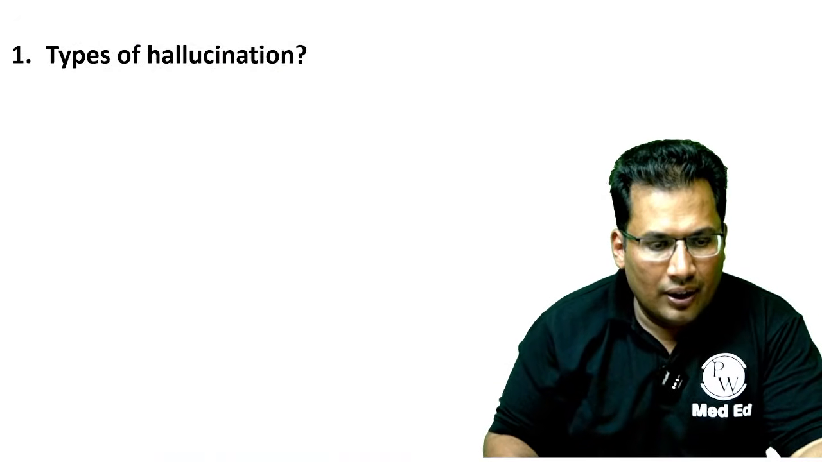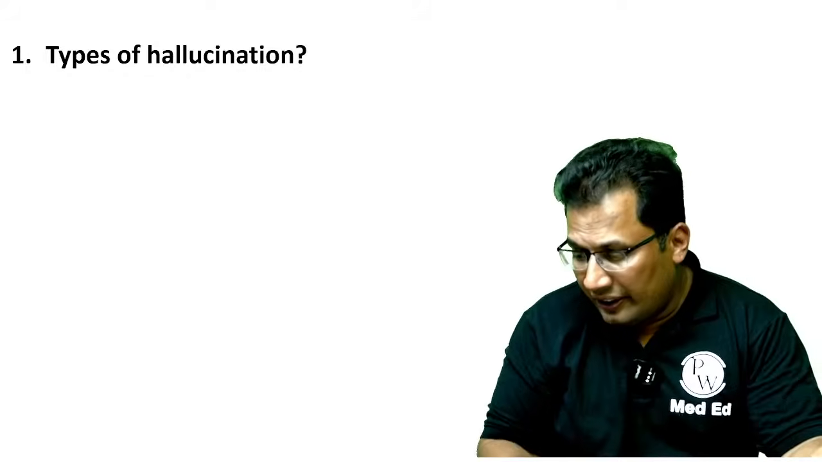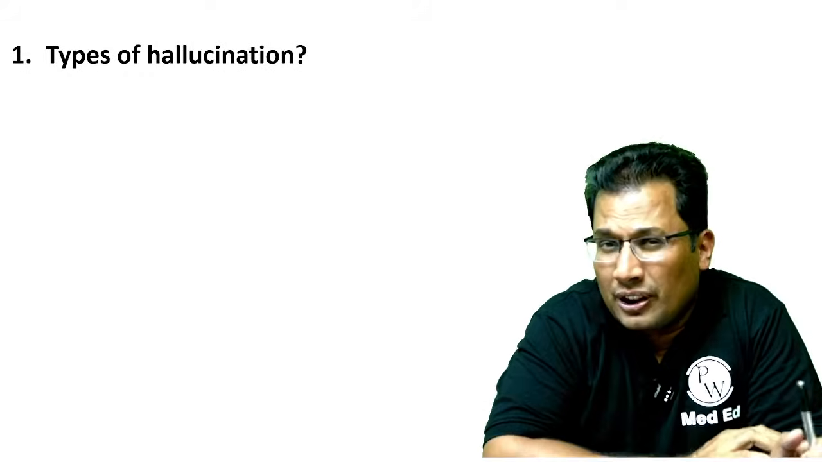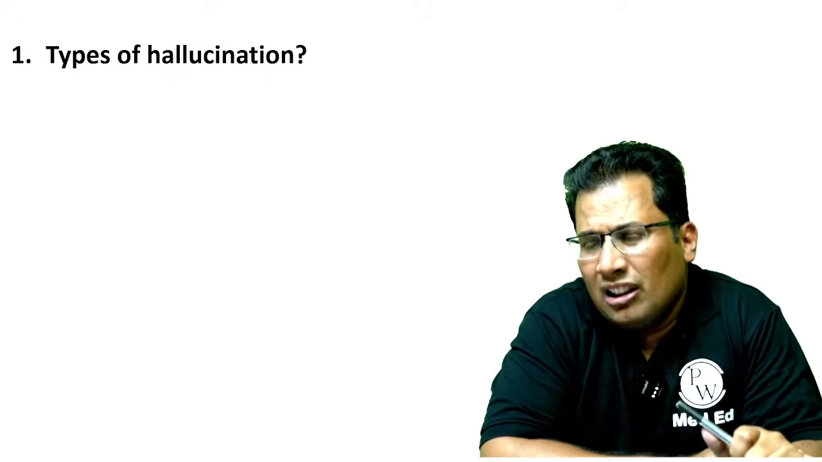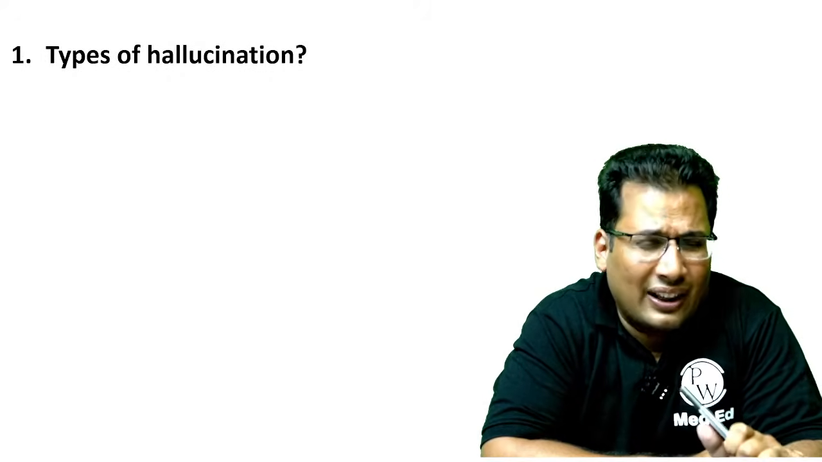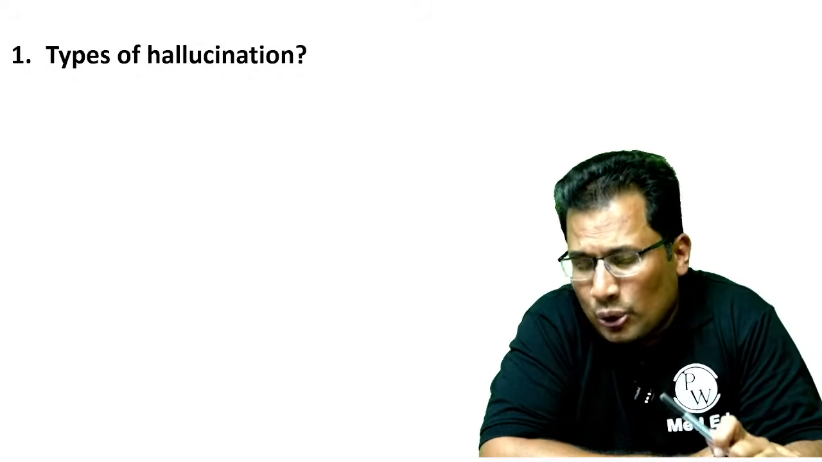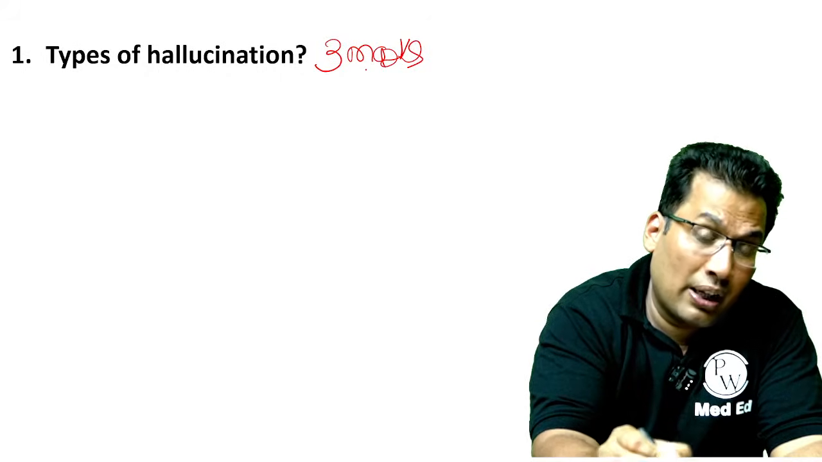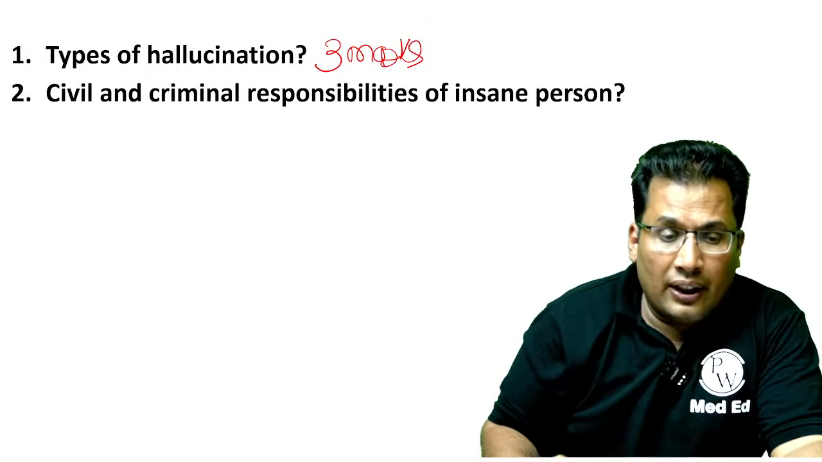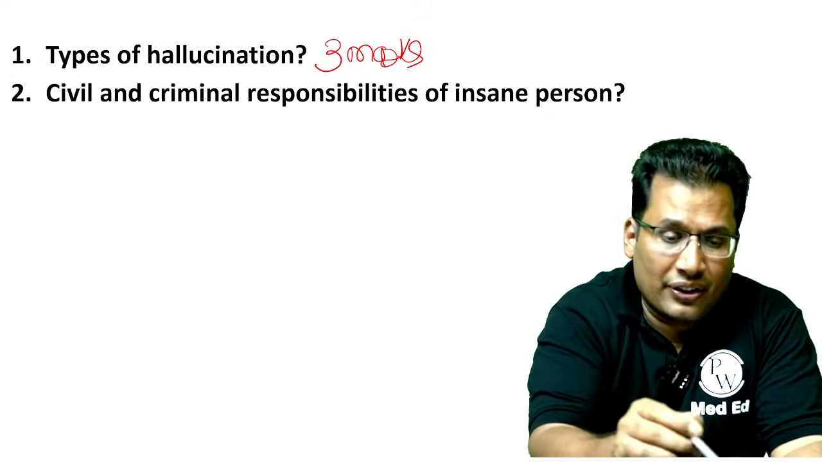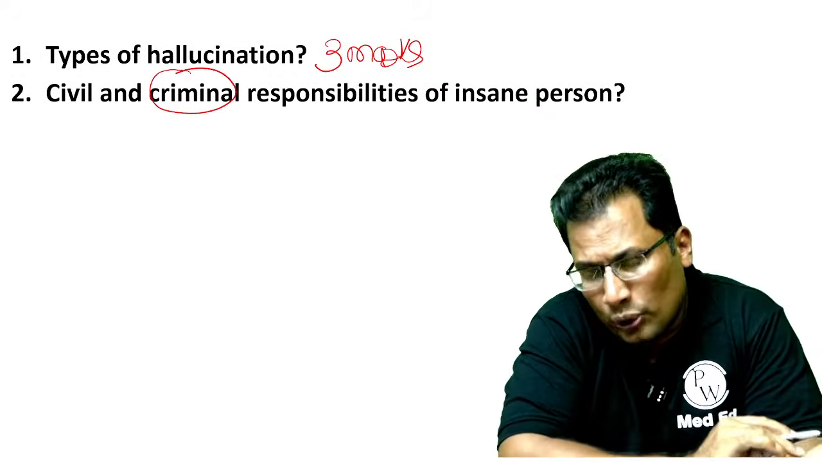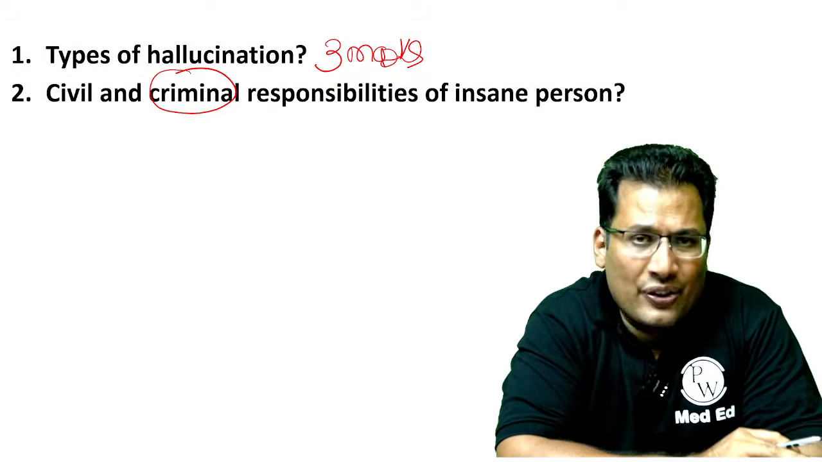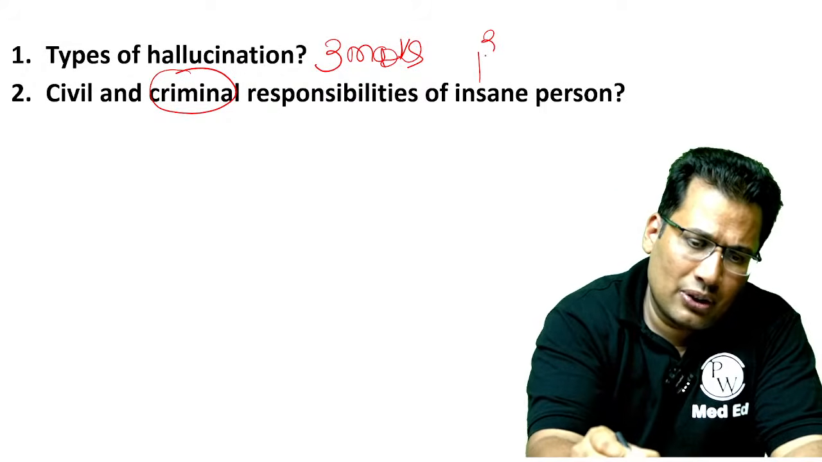Okay. Then after the class, after this session, just go through types of hallucination. Hallucination means perception without stimulus. There are different types, visual hallucination, auditory hallucination, tactile hallucination, and other types. Just go through that. It can be a 3 marks question. Sure question in exam. Then civil and criminal responsibility of an insane person. We already discussed criminal, McNaughton's rule. Civil responsibility is like marriage, divorce, property, testamentary capacity and all. You can go through. Again, it is a 3 marks question.